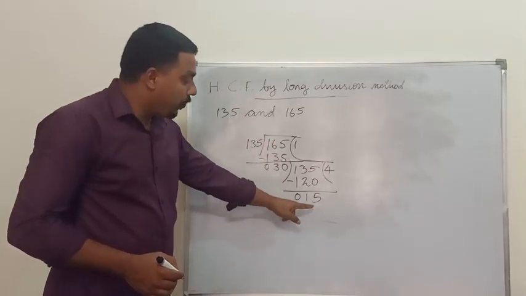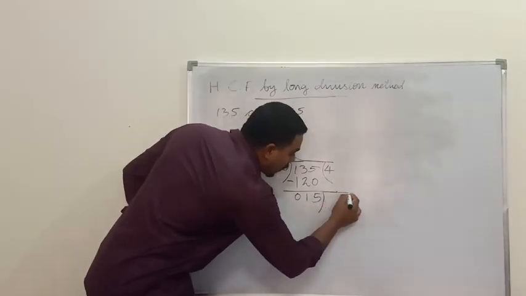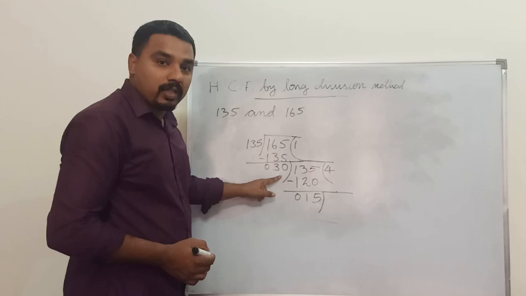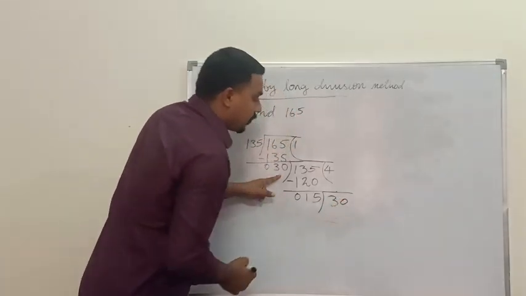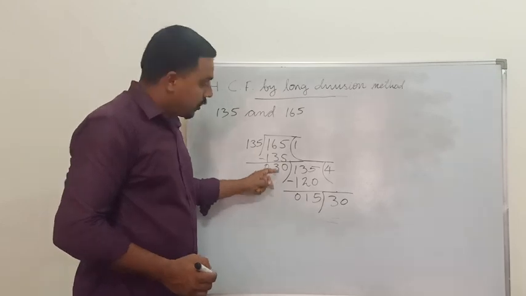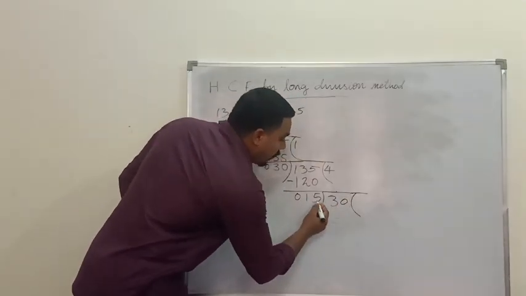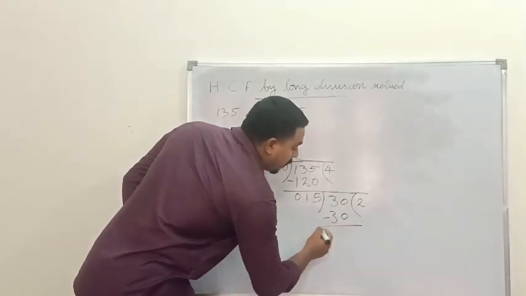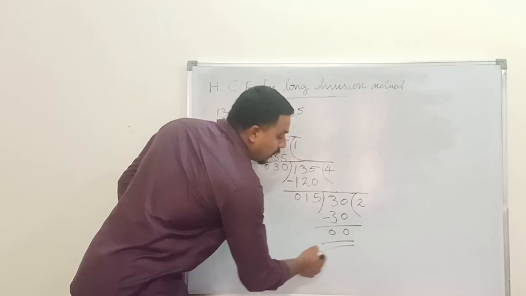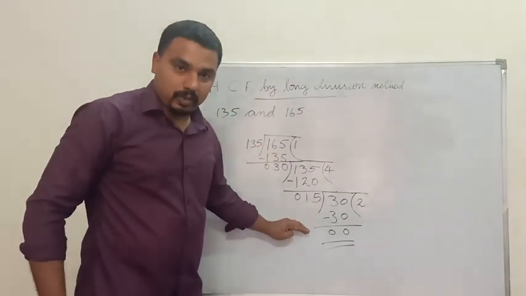Okay. Now 15 will become the divisor, and the previous divisor will become the dividend. 30. In this way. So continue the process till getting 0. 15 into how much is equal to 30? 2. So 0, 0. Till getting 0, we need to continue this process.